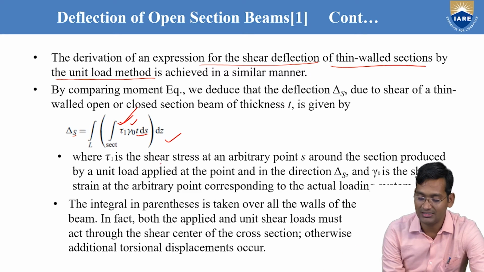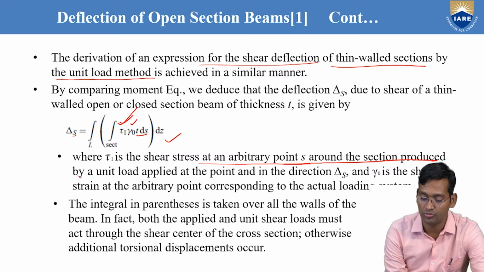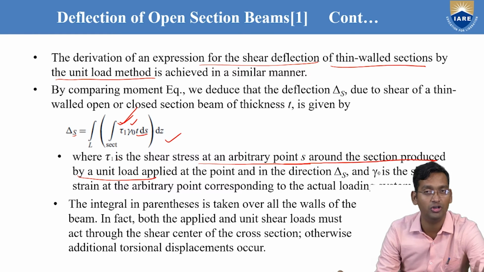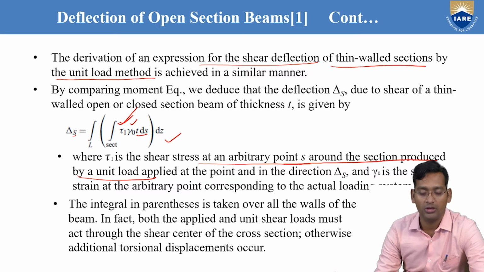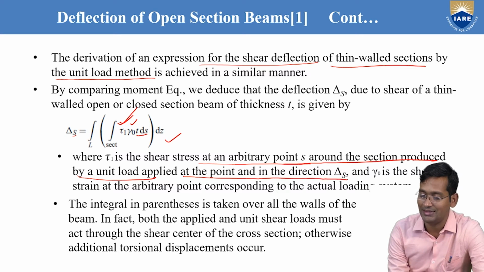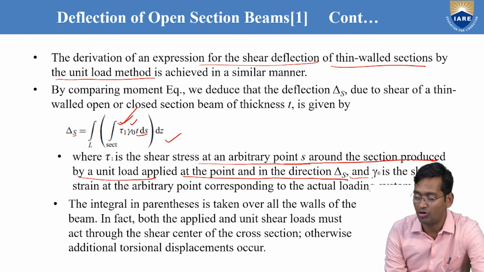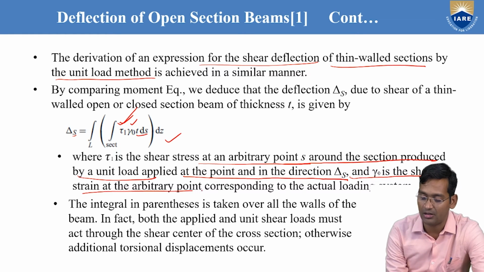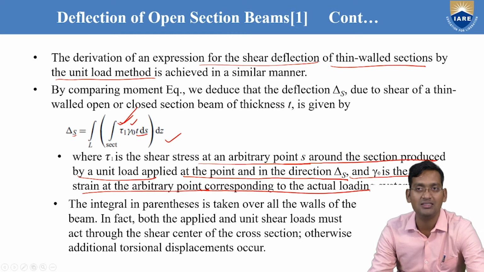Where tau 1 is the shear stress at an arbitrary point s around the section produced by a unit load. So again, 1 stands for the unit load, 0 stands for the actual load. A load applied at the point in the direction of delta S. And gamma naught is the shear strain at the arbitrary point that we are considering, corresponding to the actual loading system.